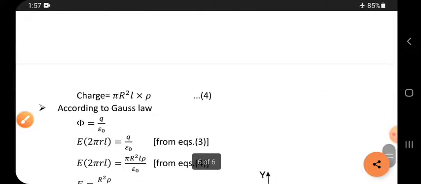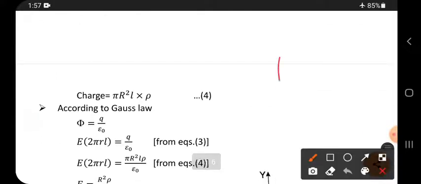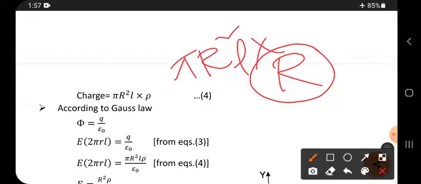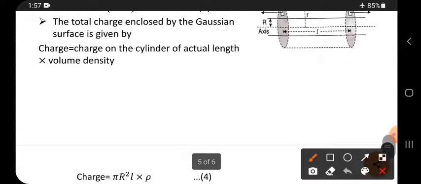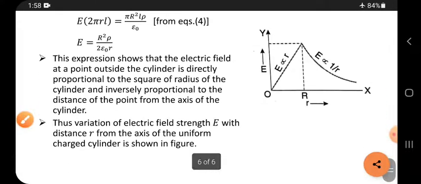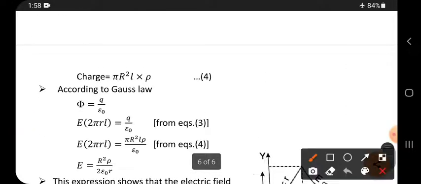Now see, the actual cylinder radius is capital R. So by taking this radius, its volume is pi r square L, into volume density rho. So in the previous one we have written charge as the charge on the cylinder of the actual length into volume density. Volume density is rho, and its volume is pi r square L.